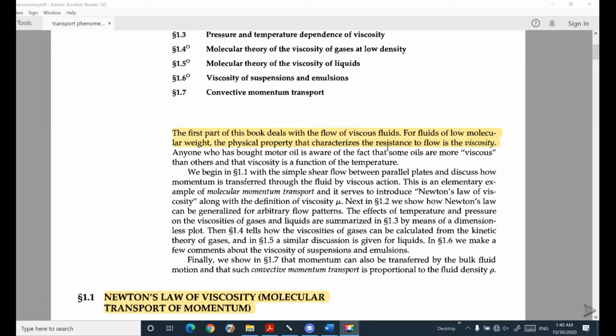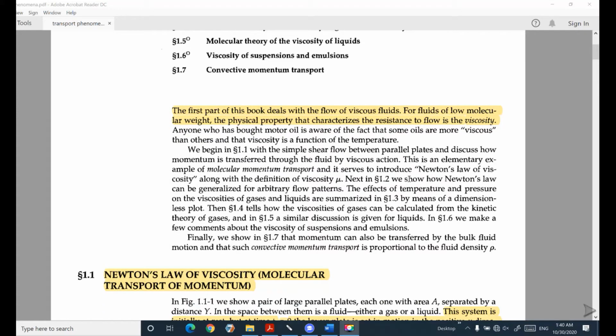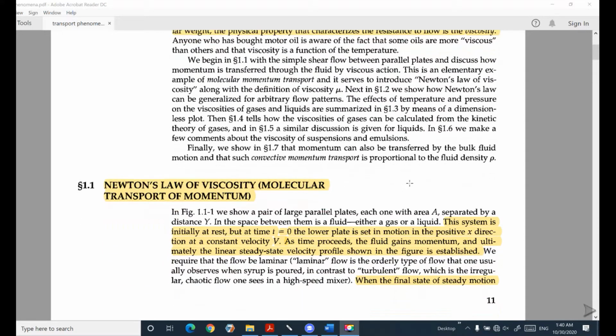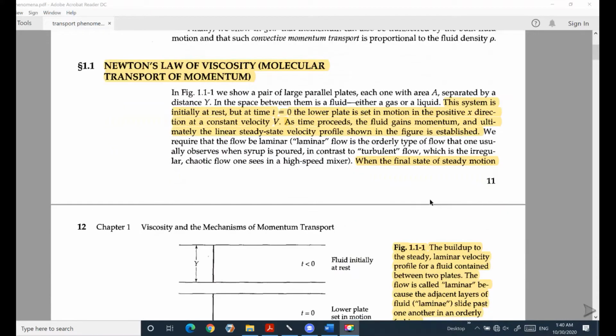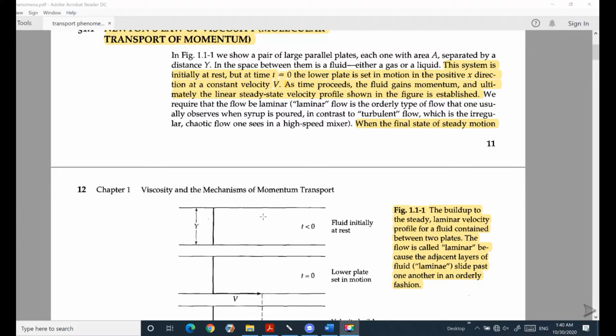of any fluid to flow in the system. We are going to talk about Newton's law of viscosity, or molecular transport of momentum. Let's consider a system with two plates, the upper one and the lower one. The distance between the two plates is Y.